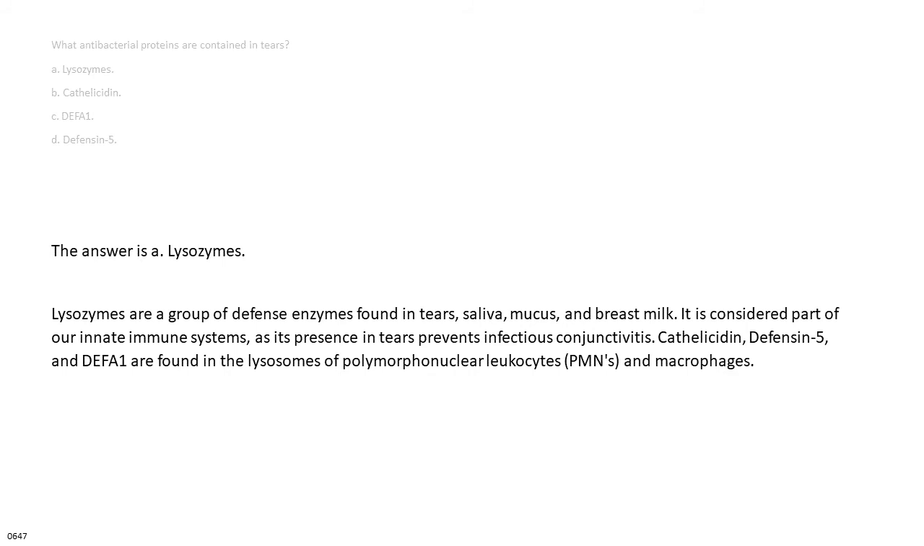Lysozymes are a group of defense enzymes found in tears, saliva, mucus, and breast milk. It is considered part of our innate immune system, as its presence in tears prevents infectious conjunctivitis. Cathelicidin, defensin 5, and DEFA1 are found in the lysosomes of polymorphonuclear leukocytes, PMNs, and macrophages.